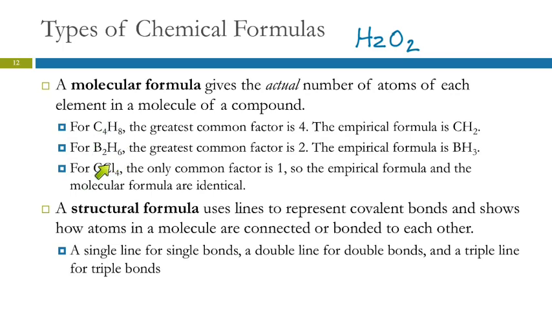B2H6 is a molecular formula. Here we can reduce 2 to 6 to 1 to 3. So this is the empirical formula for that one. For carbon tetrachloride, 1 to 4 is already in the lowest whole number ratio, and so the empirical formula and the molecular formula are exactly the same. We're going to learn towards the end of this chapter how you can figure out from the empirical formula what the actual molecular formula is. And you need one more piece of information. You can't tell just from looking at the empirical formula.